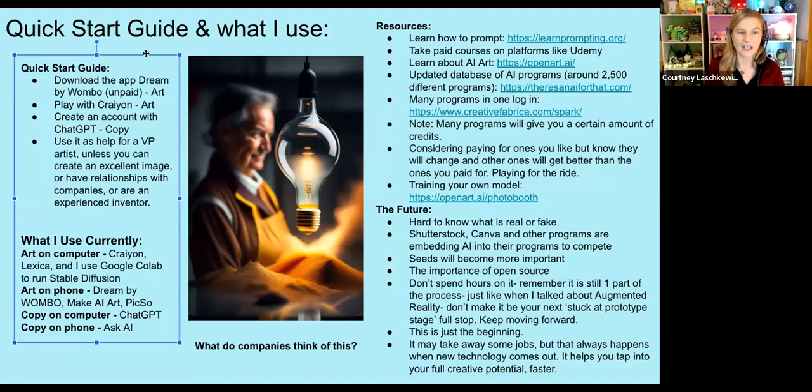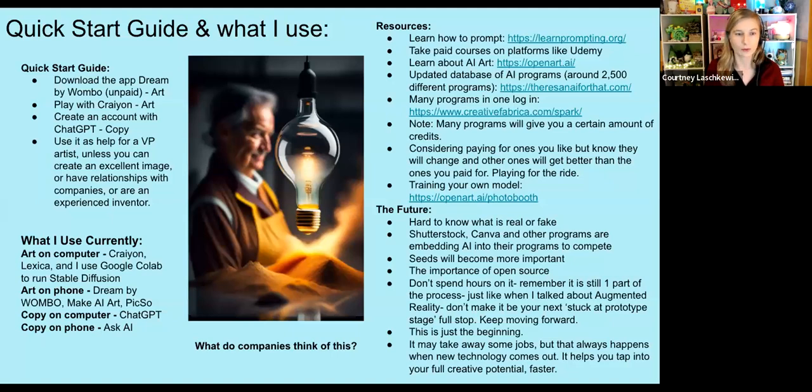I would recommend downloading the app Dream by Wombo. It is free. I would recommend playing with Crayon that you guys saw earlier and might have been on through this presentation. I would recommend creating an account with ChatGPT. That's for the copy, the text to text compared to text to art. I do sometimes, and you can try this if you want, use it as help for having a good blueprint or a mock-up for a virtual prototype artist. And unless you can create a really excellent image, or have really strong relationships with companies, or are an experienced inventor, I don't usually recommend using the actual images on your sell sheet.